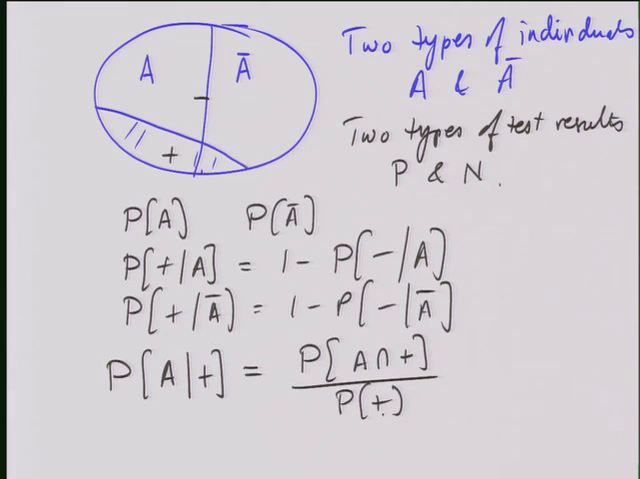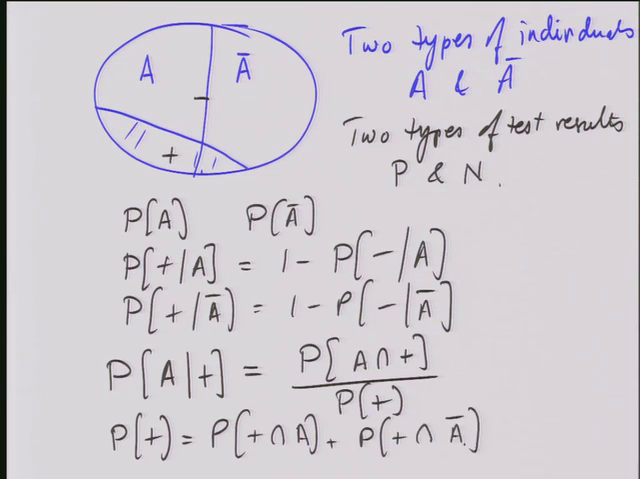Further, the probability of plus we can write as the probability of plus intersect A plus the probability of plus intersect A bar. Okay. So now, when you put all this together, what you would get is the probability of A given plus is the probability of plus given A times the probability of A.